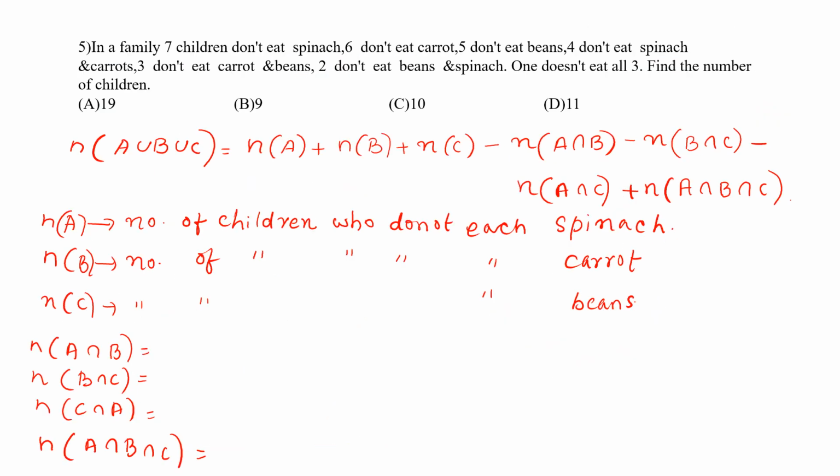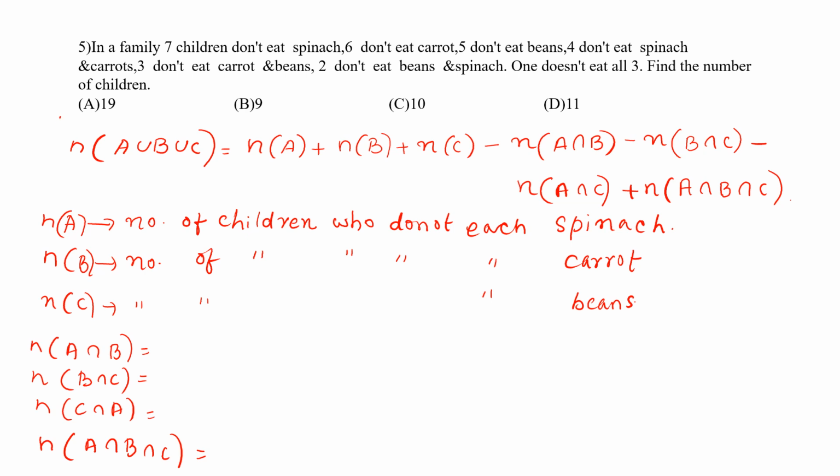In a family, 7 children don't eat spinach, 6 don't eat carrot, 5 don't eat beans, 4 don't eat spinach and carrot, 3 don't eat carrot and beans, 2 don't eat beans and spinach, 1 doesn't eat all 3. Find the number of children.